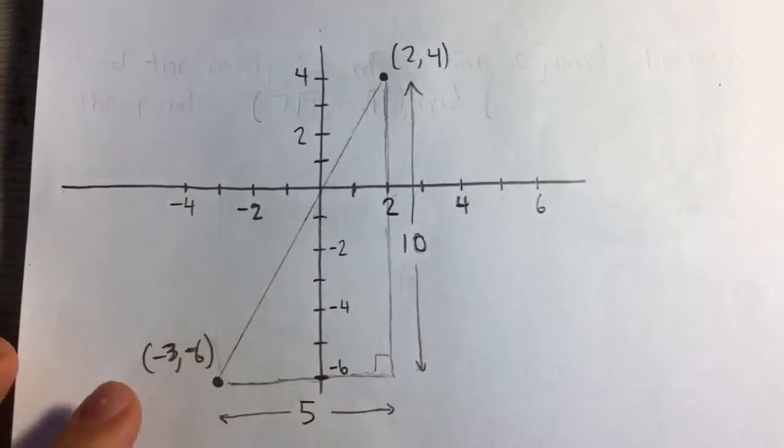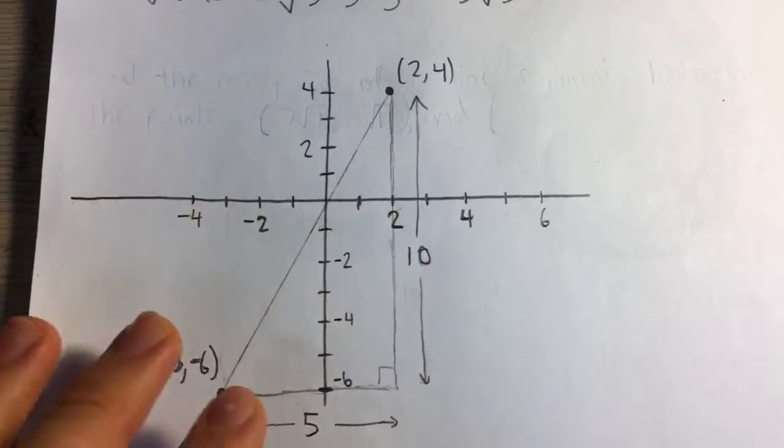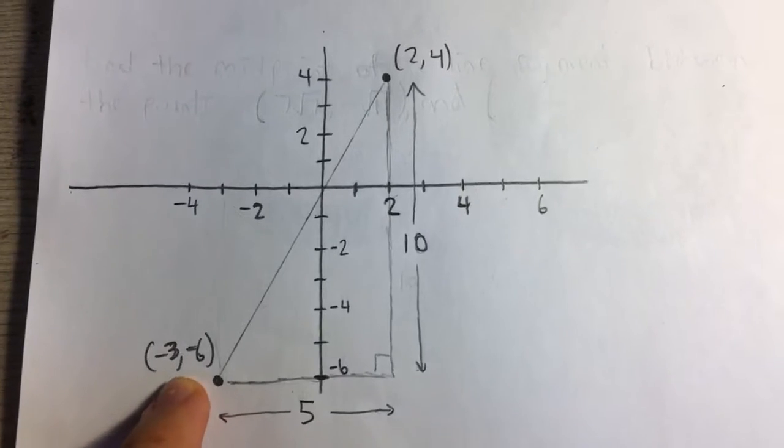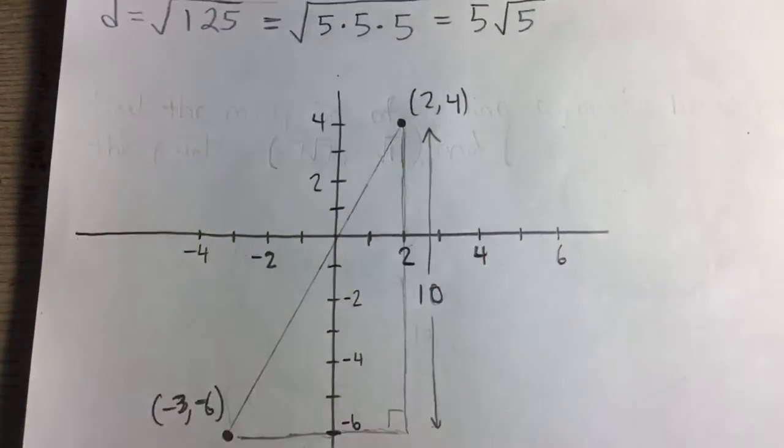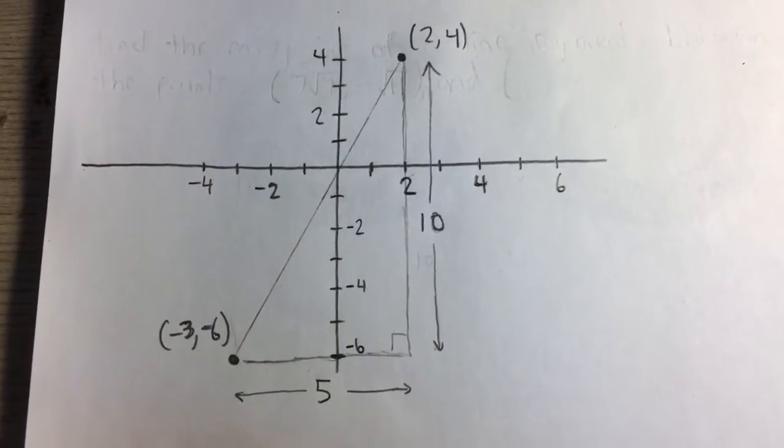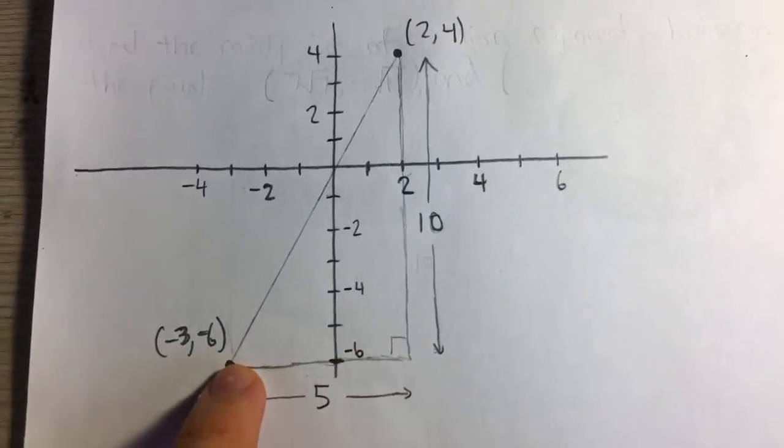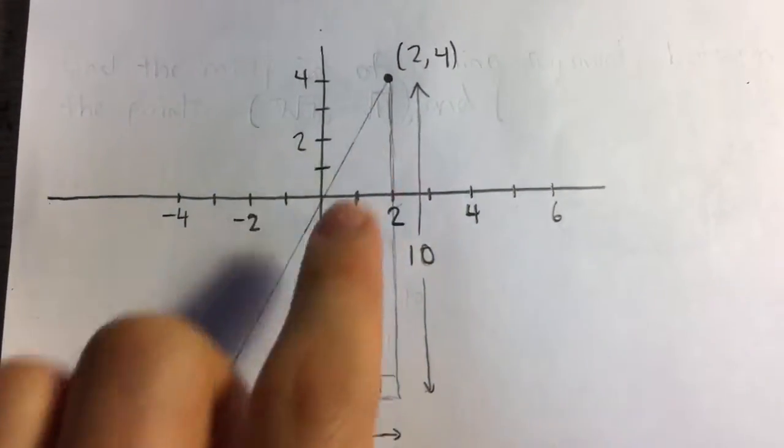And here's kind of a geometric view, or what it looks like on a graph. Here are our two points, (-3, -6) and (2, 4). You can see that we can form a right triangle with the hypotenuse being the distance between the points.